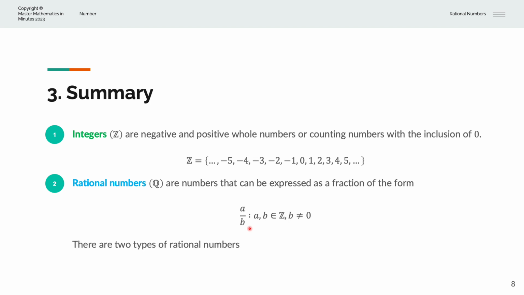There are two types of rational numbers. The first one is a terminating decimal. For example, 0.17 can be written as 17 over 100, and 17 and 100 are both integers, and so this is a rational number. And secondly, we have a recurring decimal, with 0.1111 recurring. And we can write that as 0.1, and the dot represents the recurring nature of the digit 1. So that can be rewritten as 1 over 9, and both 1 and 9 are integers, and so this is a rational number.